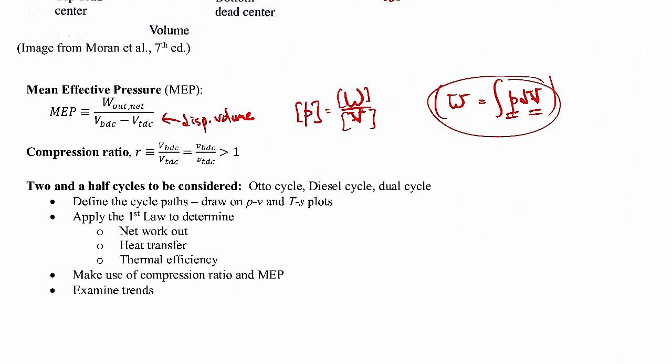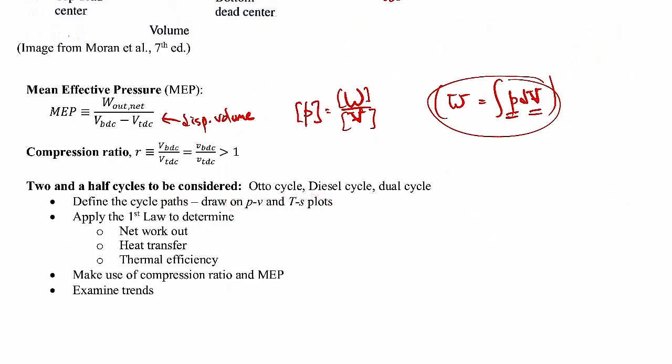That's why I call this one the half. So 1, 2, and a half, because the dual cycle is a combination of both of these. So we're going to analyze those in the next lecture. And what we're going to do then is talk about the paths in that cycle. So the 4 strokes will be idealized in different ways for the Otto and diesel cycle. So we'll talk about what those paths look like. We'll draw those on PV and TS plots.